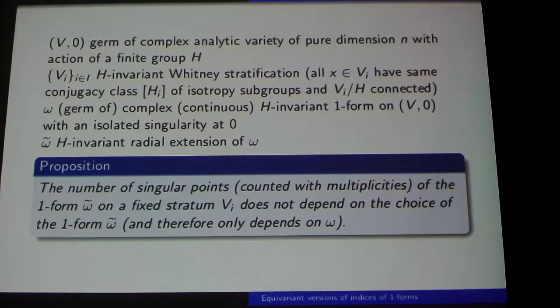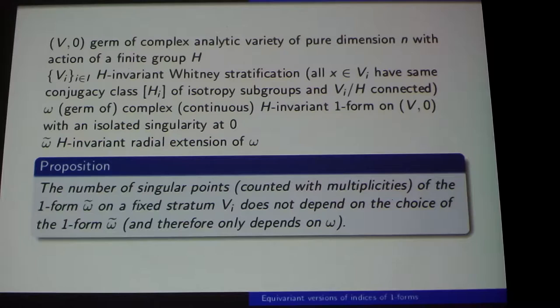So on this germ of a complex analytic variety, I consider the germ of a complex continuous H-invariant one-form with an isolated singularity at zero, with an isolated singular zero at the singular point at zero. And I consider an H-invariant radial extension of omega.